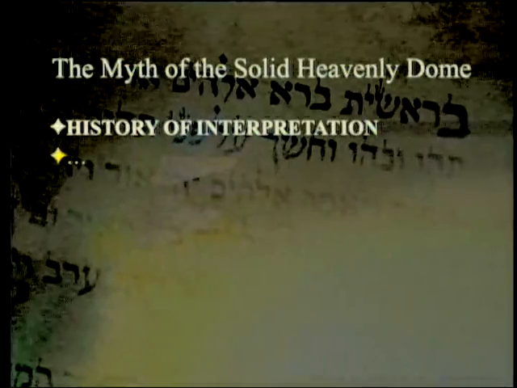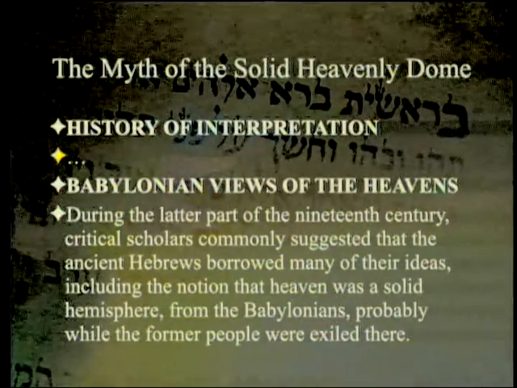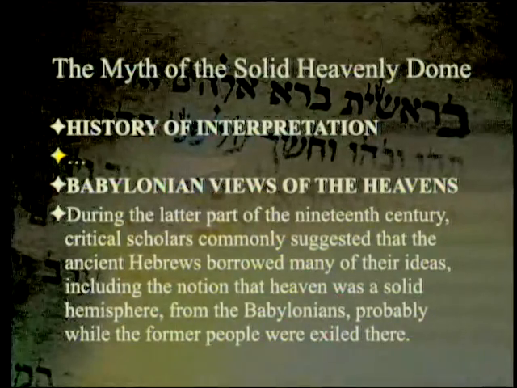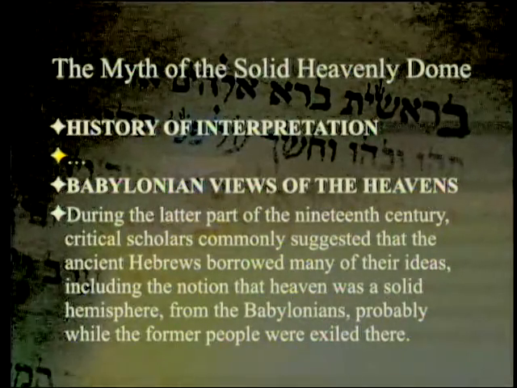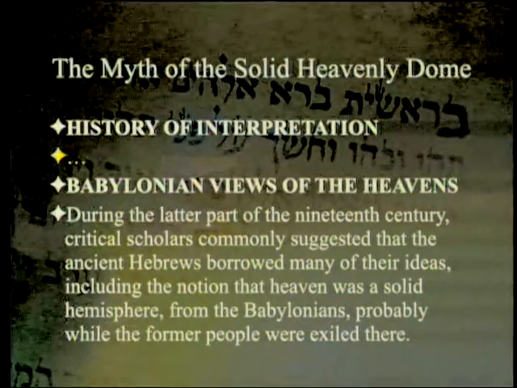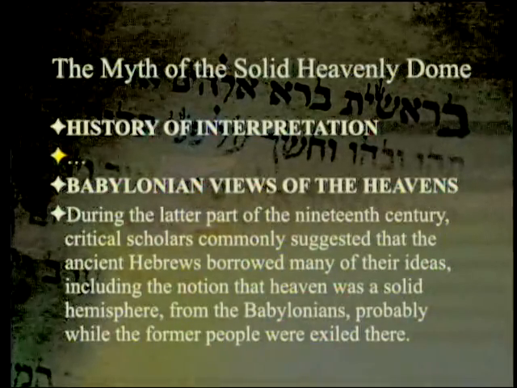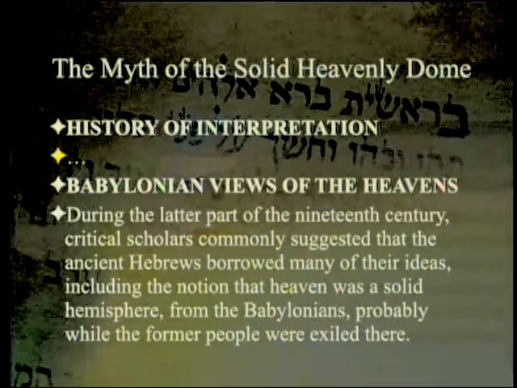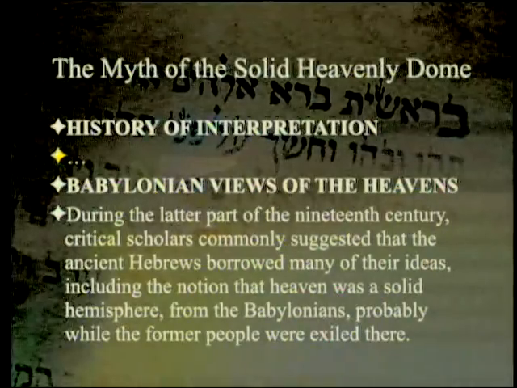History of interpretation, I'm going to skip over that part of it. Babylonian views of the heavens during the latter part of the 19th century. Critical scholars commonly suggested that the ancient Hebrews borrowed many of their ideas, including the notion that the heaven was a solid hemisphere, from the Babylonians, probably while the former people were exiled there. So notice that this theory depends heavily upon the documentary hypothesis of the Pentateuch. And you see, the priestly document was considered late, at about the time of the exile, so it could have been influenced by the Babylonians.